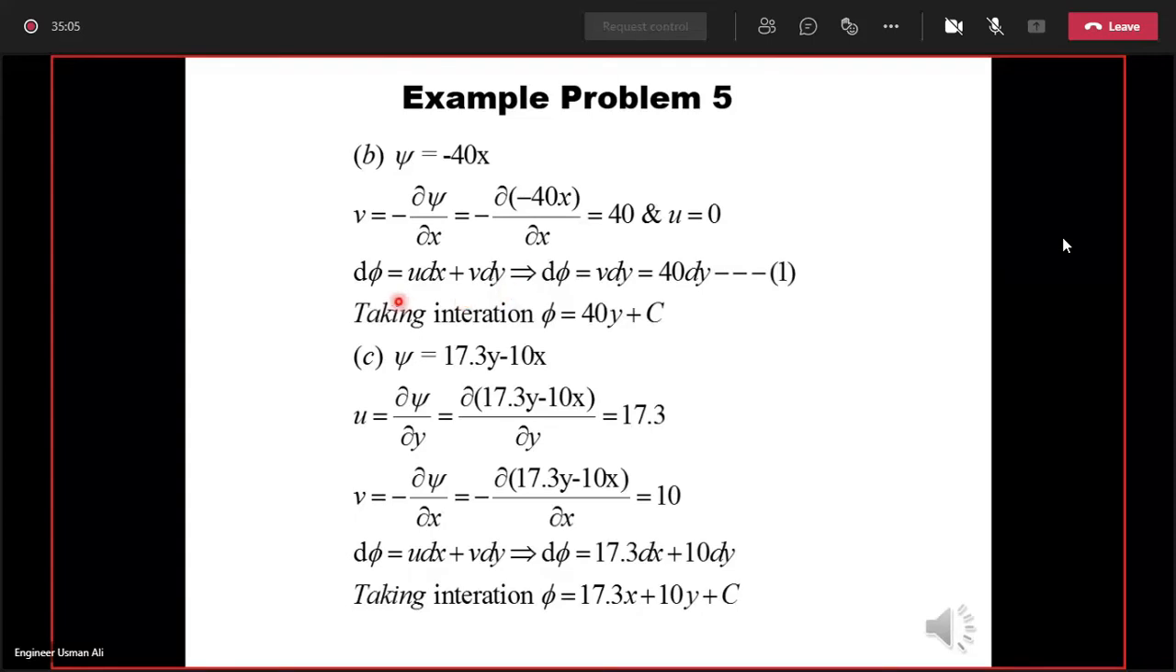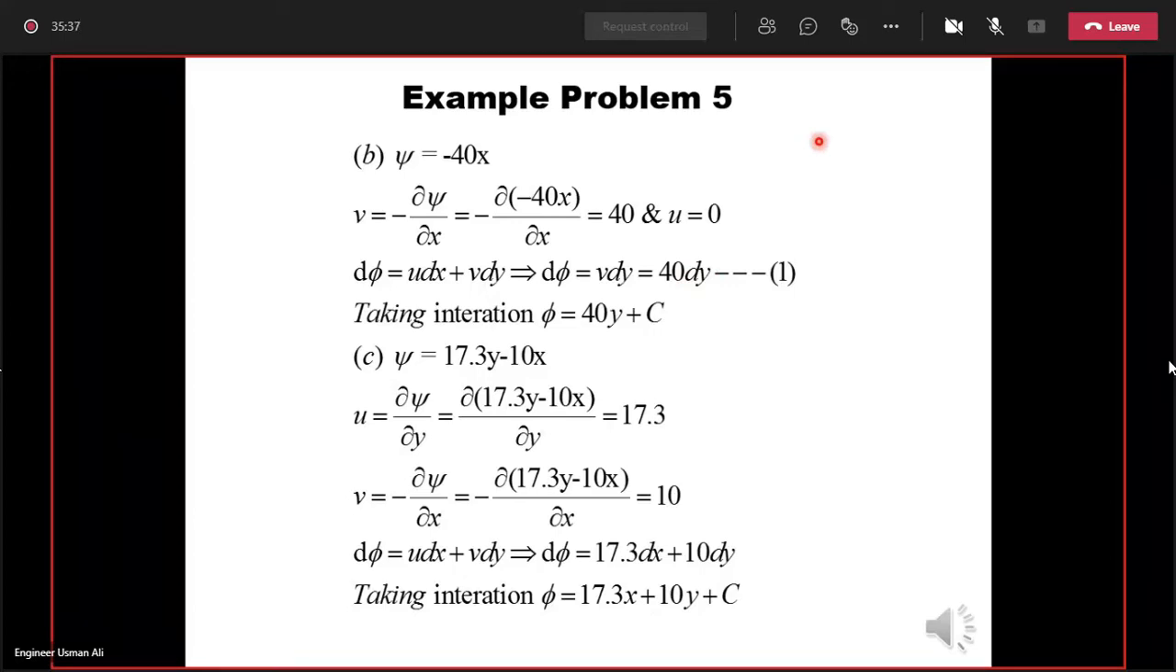Now we know the equation of phi: d phi is u dx plus v dy. In this, u is 0, so d phi will be v dy. v is 40, so d phi will be 40 dy. Taking the integration, phi is equal to 40y plus c. This is how we can get the equation of the velocity potential function given the stream function. As I mentioned, you can reverse it. You can take the velocity potential function and get the equation of the stream function.